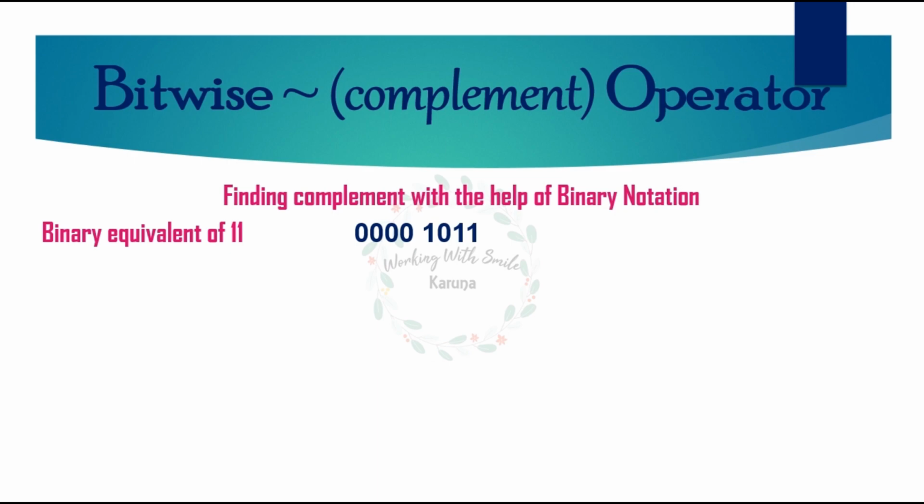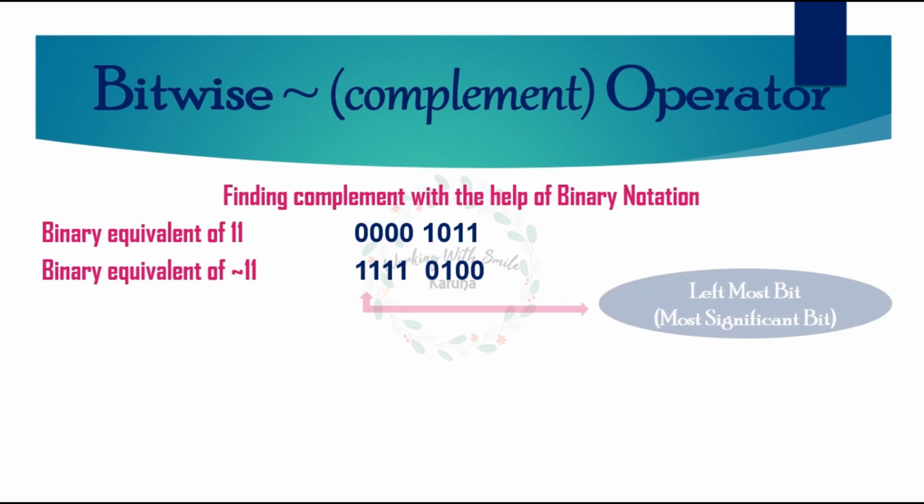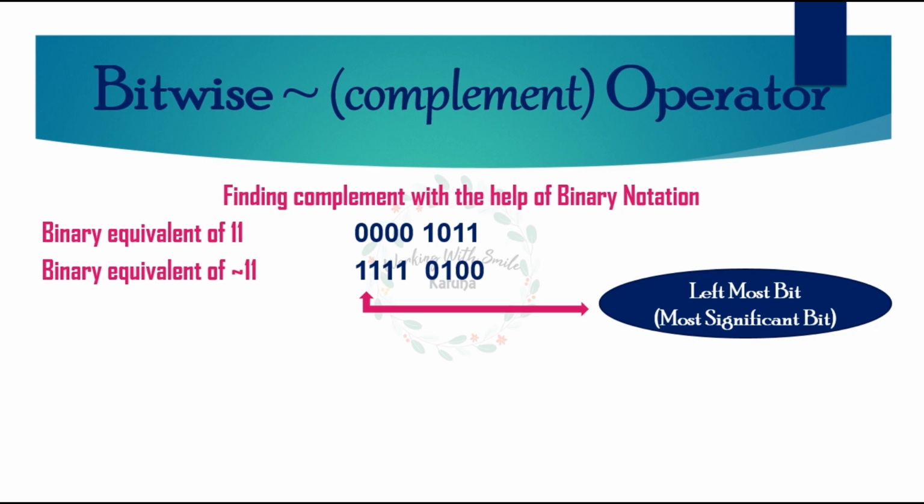We have the binary equivalent of 11, and the binary equivalent of complement of 11, which is generated by changing the bits from 0 to 1 and from 1 to 0. This is the leftmost bit, which indicates the sign of the number. If the digit is 1, it indicates a negative number. If the leftmost bit is 0, then it indicates a positive number. Now, because the most significant bit here is 1, it is very much clear from the binary equivalent of complement of 11 that the number is going to be a negative number.